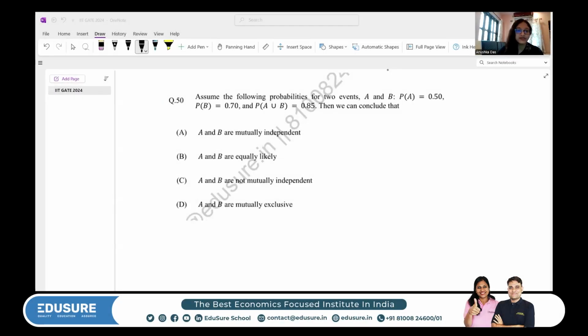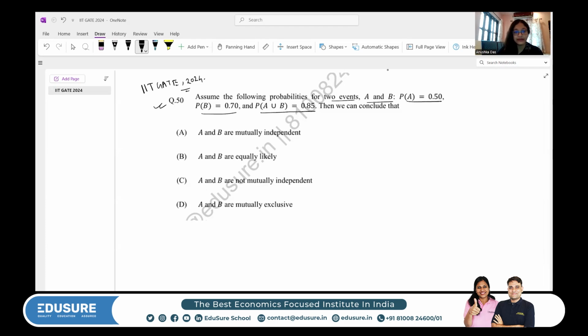Okay. Hi everyone. So this is question number 50, IIT GATE 2024. So let's do this. It says assume the following probabilities for two events A and B. Probability A and probability B is given to you. You also know probability A union B. Then what can we conclude? And you have 4 options.